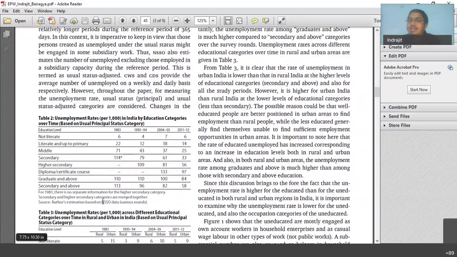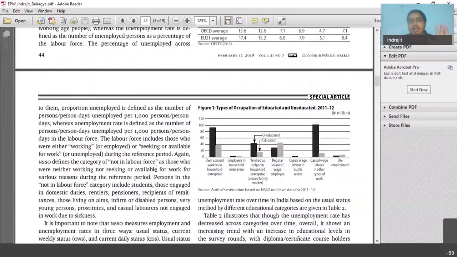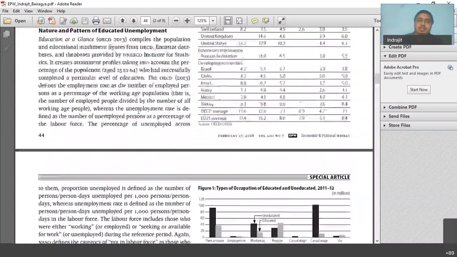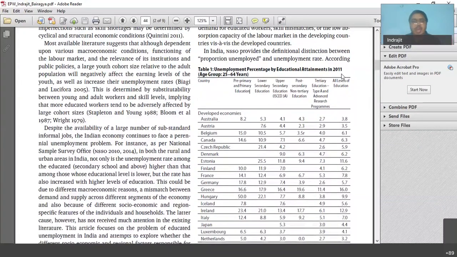So estimation is very much dependent on the definition I follow. So you have to be very particular about the indicator, the definition of every indicator. So here, unemployment rate: how did I measure it? Before this question is raised by the reviewer or anyone else, it is our responsibility to put the definition of the unemployment rate itself. So I have started like this. In India, NSSO provides the definitional distinction between proportion unemployed and unemployment rate, so researchers are not confused.